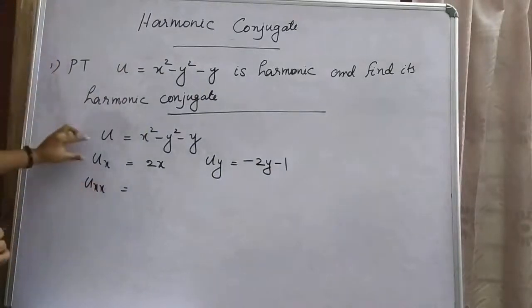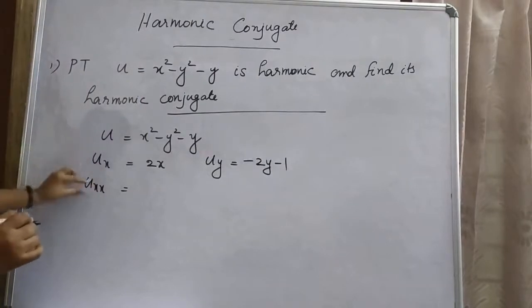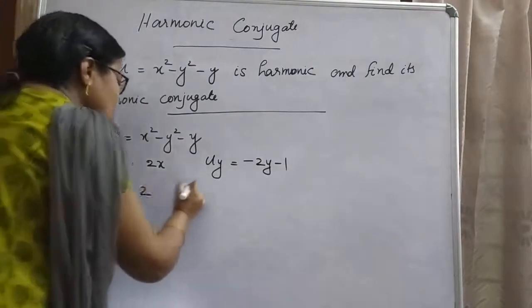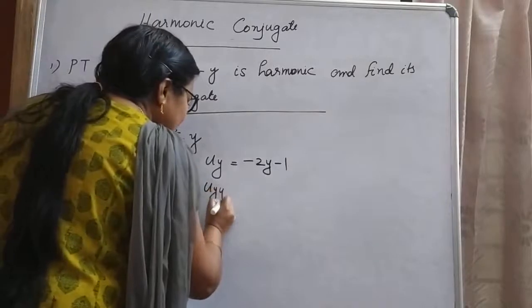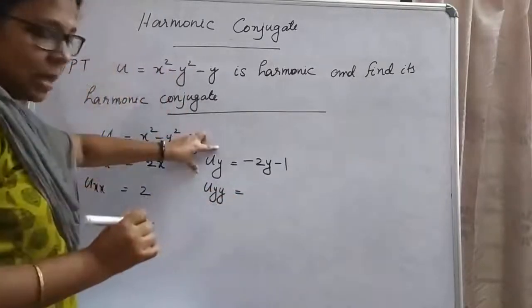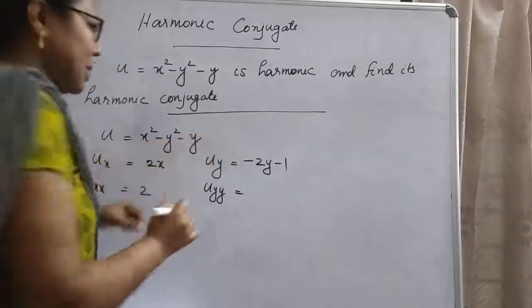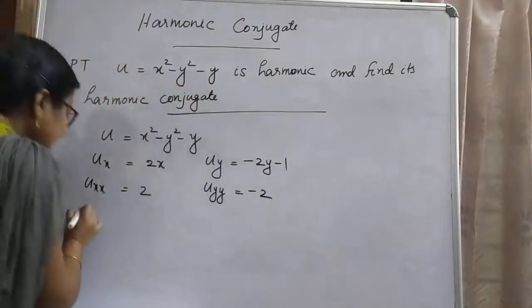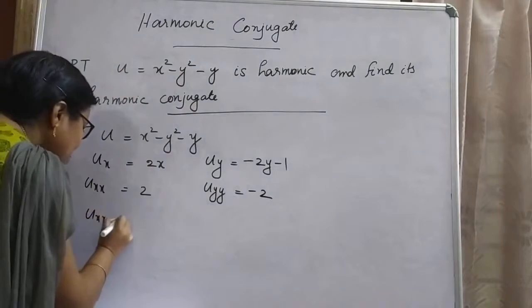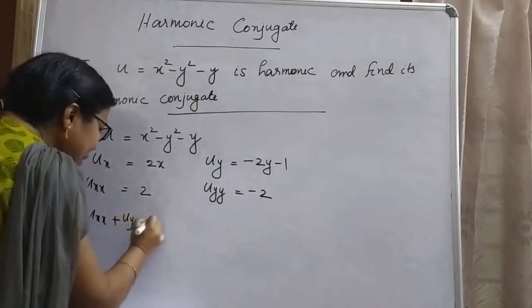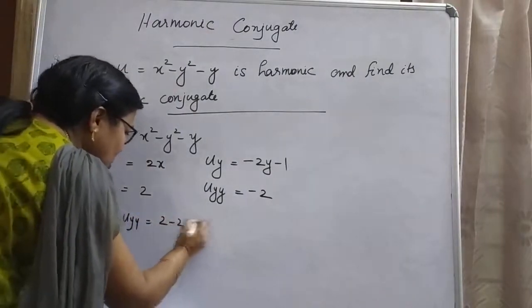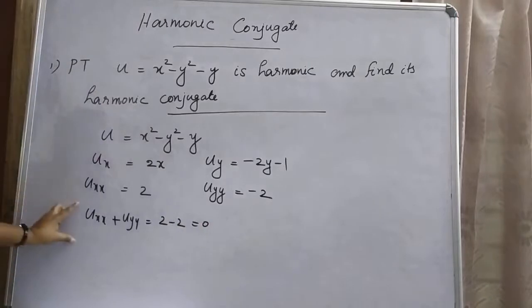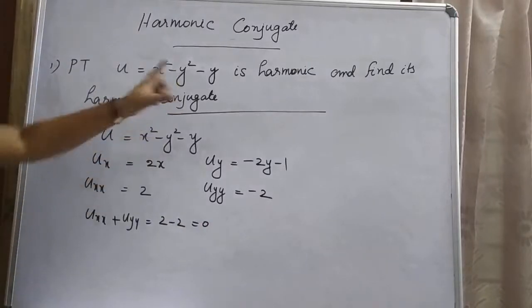Now we have to find uxx. Uxx is the partial derivative of ux again with respect to x, which is equal to 2. Then uyy, the partial derivative of uy with respect to y, that is minus 2. Then adding uxx plus uyy, we get 2 minus 2 equal to 0. Therefore, u is harmonic.